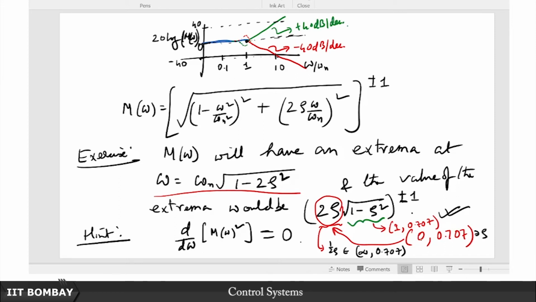So, as zeta varies from 0 to 0.707, you see this factor does not change much, but this factor is the one that changes the most. So, this is the determining factor. In other words, if zeta decreases, then the peak increases; if zeta increases, then the peak decreases.